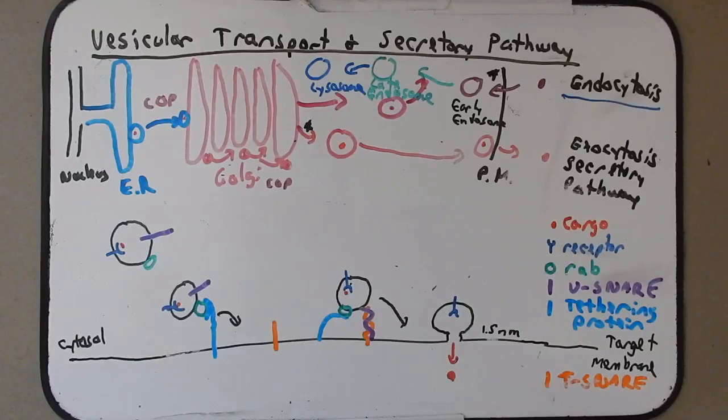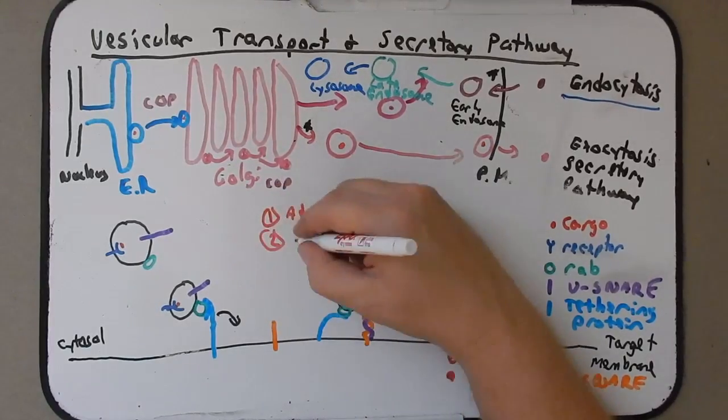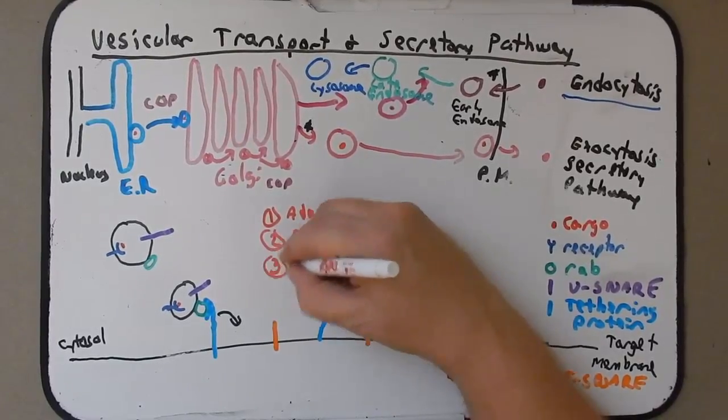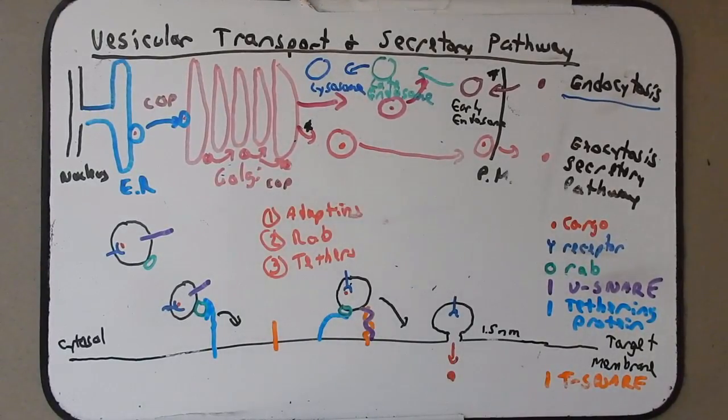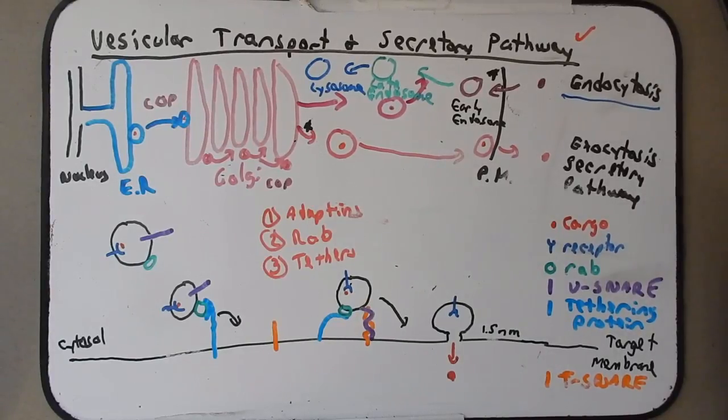And it does so in a very specific manner. The specificity that we see comes in a few ways. Remember, we said the adaptins, but also these Rab proteins and the tethers. These all add to the specificity, so the right cargo gets into the right vesicle, and the right vesicle fuses with the correct target membrane. Next, in the next podcast, what we will do is we're going to focus more on the secretory pathway specifically.